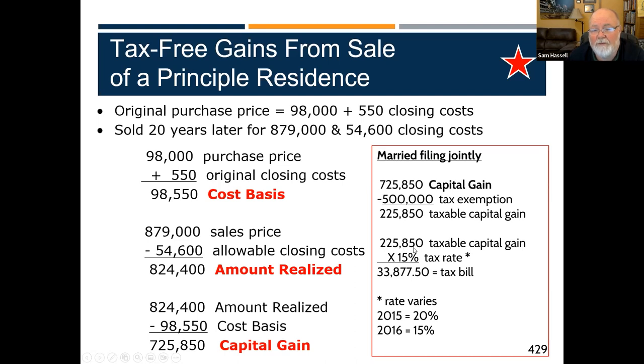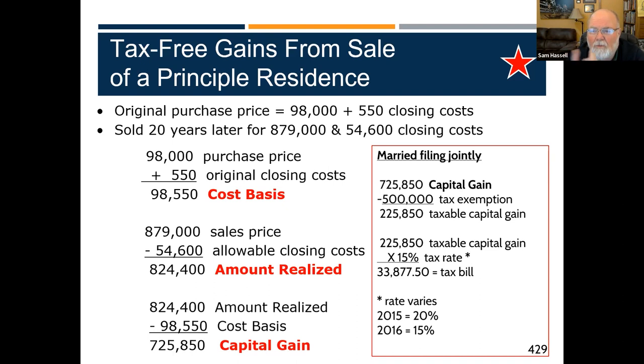So $225,850 times a 15% tax rate, okay? I'm going to have a tax bill of $33,877.50, which is a lot cheaper than if you multiplied $725,850 by 15%, right? Somewhere in the neighborhood of 60 some thousand dollars less. Okay. So that is how it works. And that's how you get it: cost to purchase plus expenses, then cost to sell it minus expenses to sell it. That's going to be my net gain.